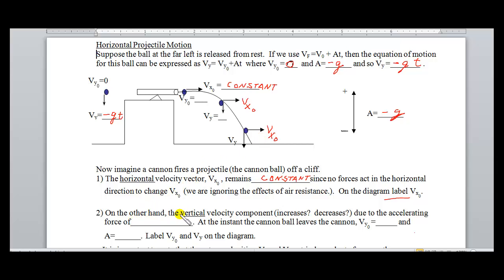Let's continue. On the other hand, the vertical velocity component, what does it do? Does it increase or decrease? This cannonball is doing two independent motions. It's going horizontally, but it's also falling vertically. And it's falling vertically due to the accelerating force of what? What goes in this blank? At the instant the cannonball leaves the cannon, what's the value for Vy sub 0, the initial velocity? Okay? And what's the acceleration? And you should also be able to tell me what the equation is for Vy in this particular case here. So label this information on the diagram, push that pause button, and we'll come back in a few seconds.